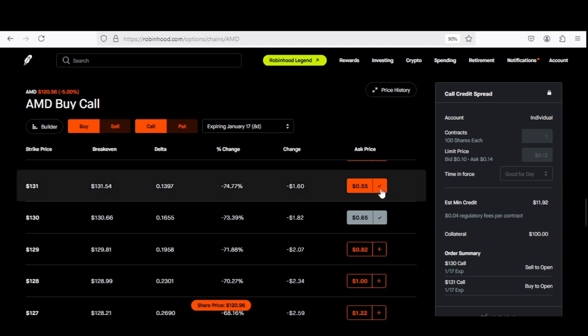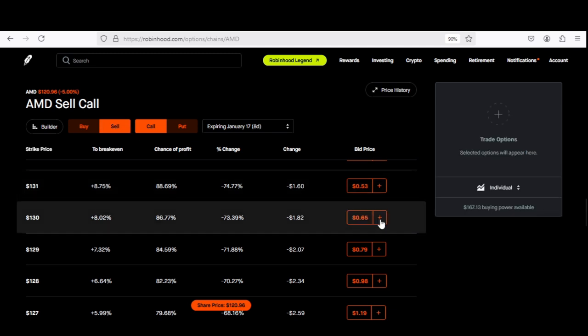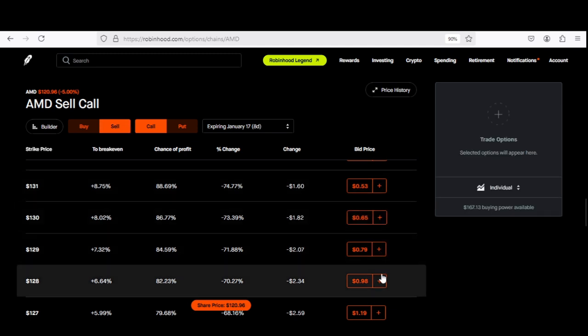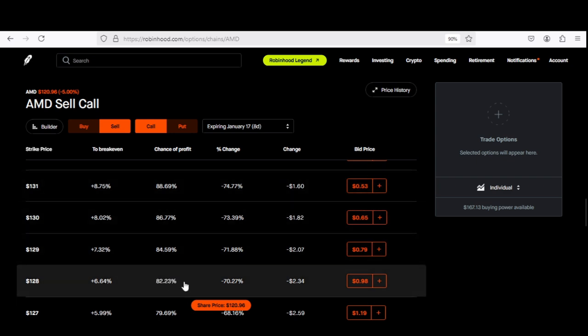So what I'm going to do now is go back to the drawing board. So I'm going to deselect this one. I'm going to go back to my sell call once again, deselect it once again, and now I'm going to go a bit lower down. I'm going to go now to the $128 strike price, which has a much lower chance of profitability. The previous one was 86%. This one is 82, so I reduced the chance of profitability. However, I'm getting way more money, which is going to be 0.98.